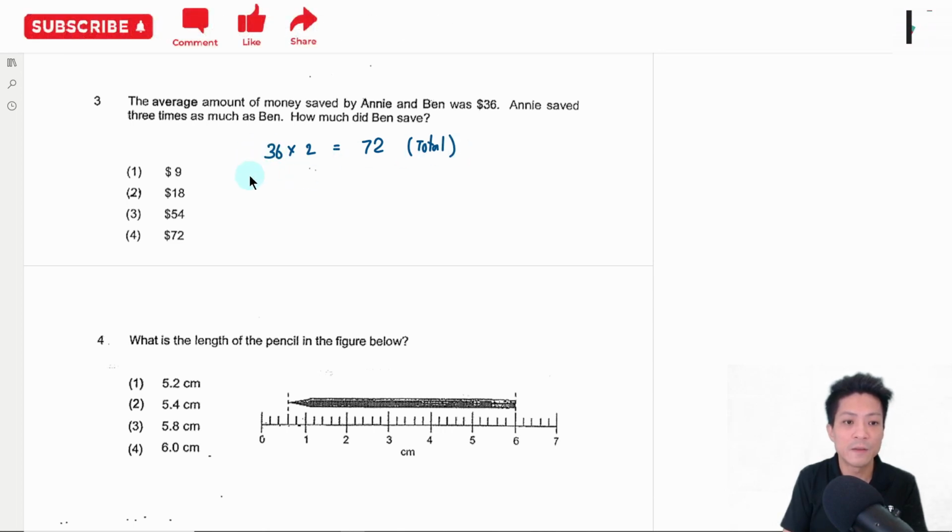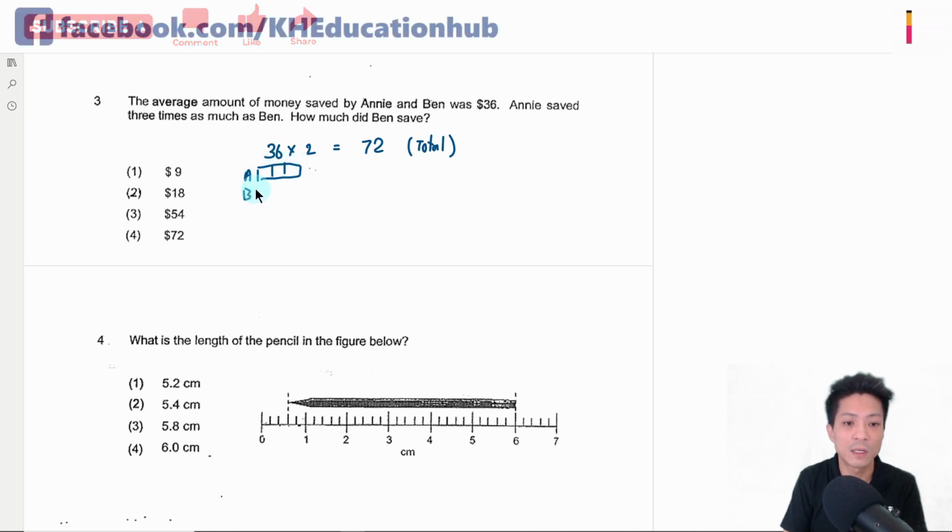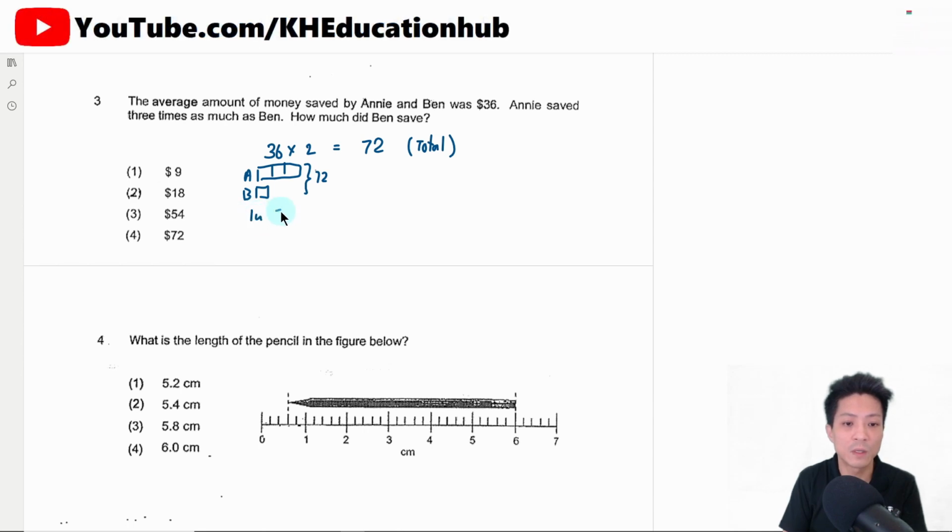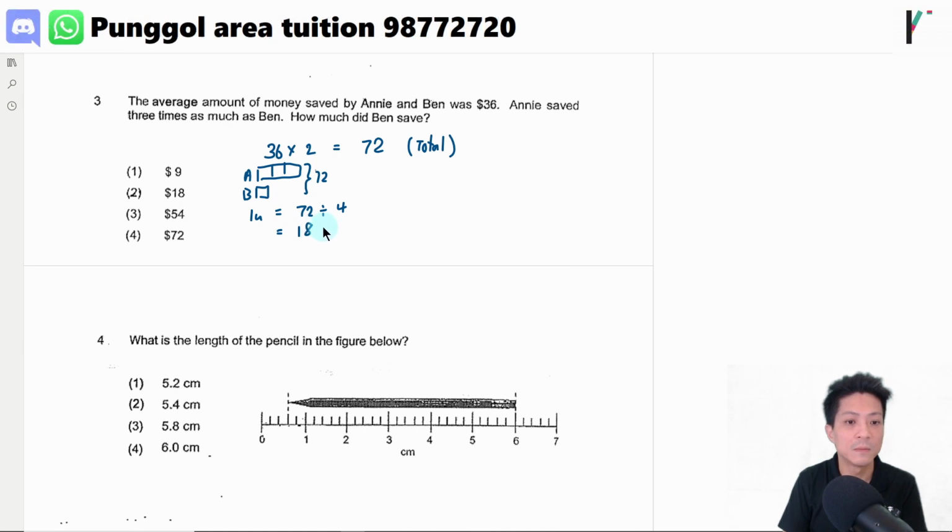Okay, since Annie saved 3 times as much as Ben, you can always draw a simple model like this if you can't visualize. Okay, and then the total will be 72. So the next step that you need to do will be to find what is 1 unit. Okay, 1 unit is 72 divided by 4, which will give us 18. And that is how much Ben saved. Okay, the answer will be number 2.